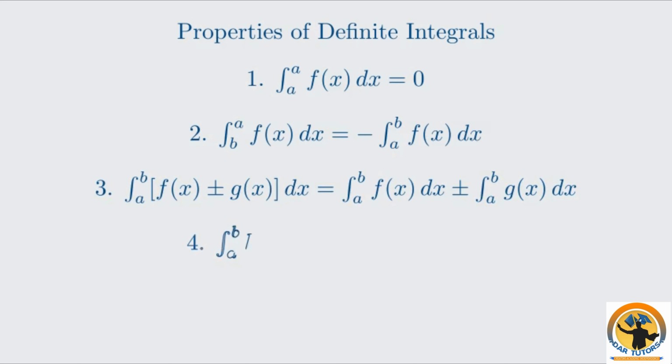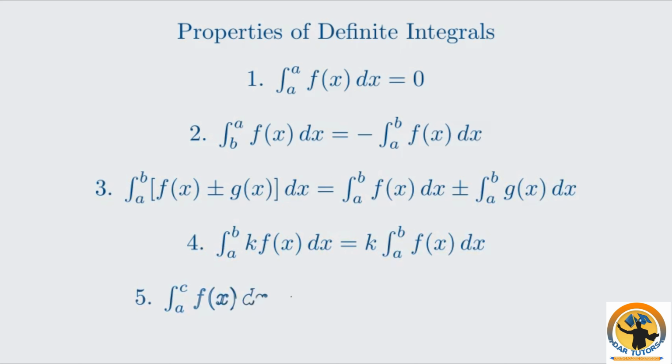Fourth, a constant factor can be pulled outside the integral. This is another aspect of linearity. Fifth, the integral from a to c can be split into two parts: the integral from a to b plus the integral from b to c. This is the additivity property. These properties are incredibly useful for simplifying and evaluating more complex integrals.